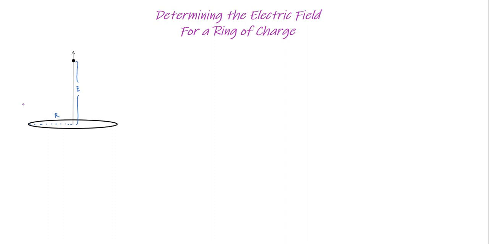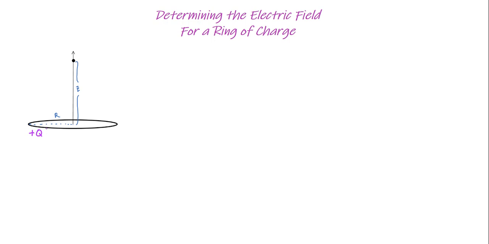I'm also going to give a few more pieces of information. We'll say that the charge of the ring is Q and it's a positive Q value. So the first thing that we're going to do here is just take a look at what the direction of the field will be based on this ring of charge.